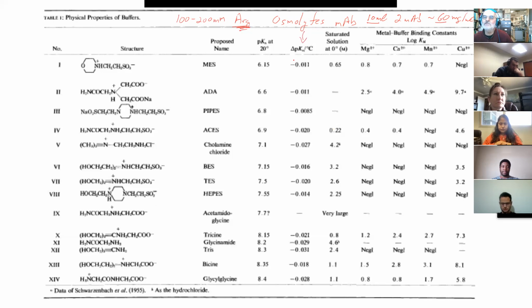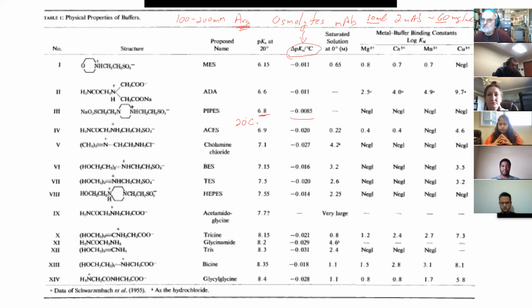Here, this column has to do with temperature. Okay, so this pK right here, 6.8, is usually reported as the pK at 20 degrees. But as you change the temperature, the pK actually changes by a little bit. And you can see here it's changing by 0.0085. Okay, it's getting smaller as you raise the pH.